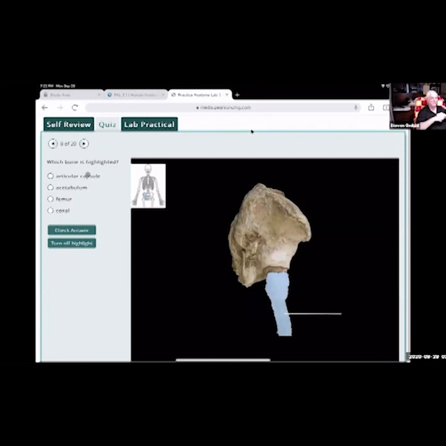Which bone is highlighted? What is that bone that articulates with the hip bone? Femur. That fits in the acetabulum. That's your femur.